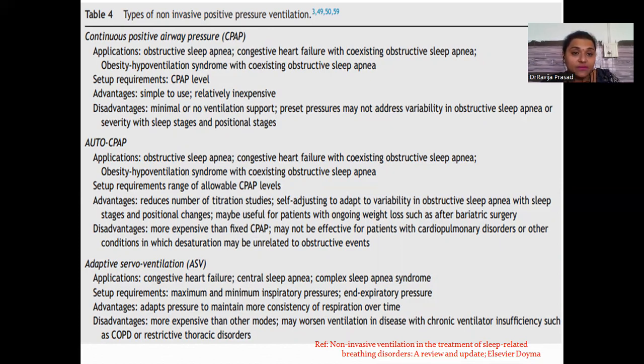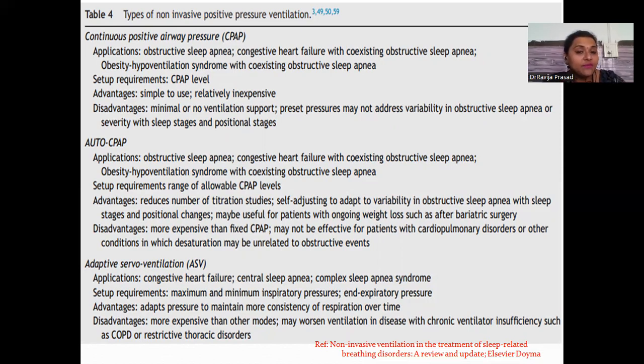But the disadvantages of non-invasive ventilation in the conditions of heart failure and obstructive sleep apnea are minimal or no ventilation support. Fixed pressure may not address variability in obstructive apnea severity across sleep stages and positions.